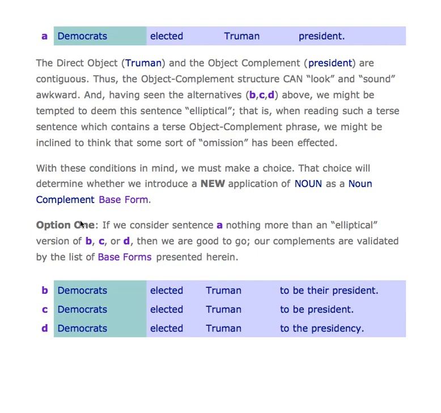All right? So option one, that's one thing we could do. If we consider sentence A nothing more than elliptical, in other words, nothing more than an elliptical version of B, C, or D, then we are good to go. Our complements are validated by the list of base forms presented herein. In other words, the list of base forms that we already have covers this.